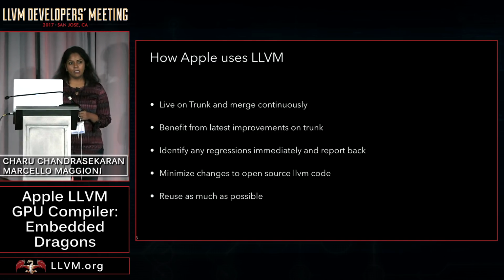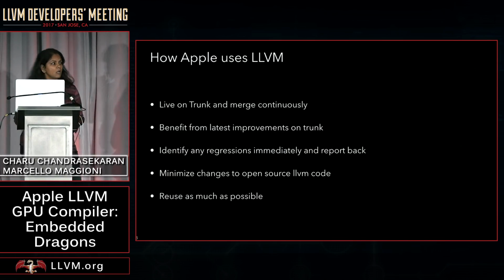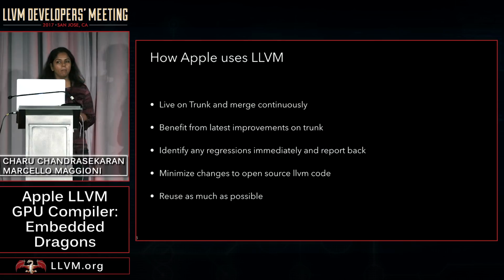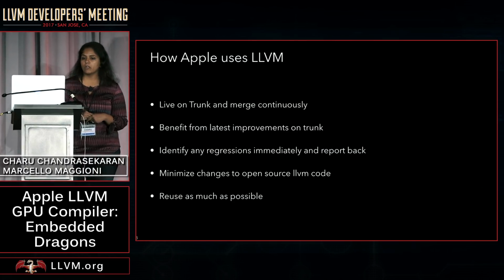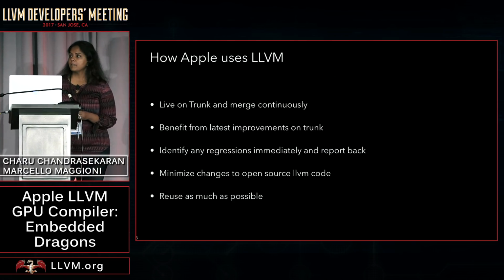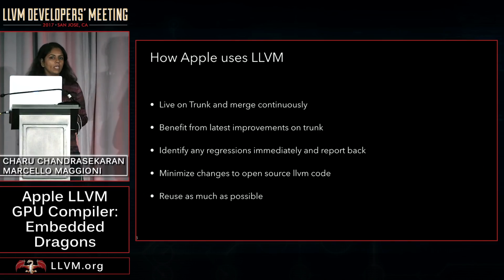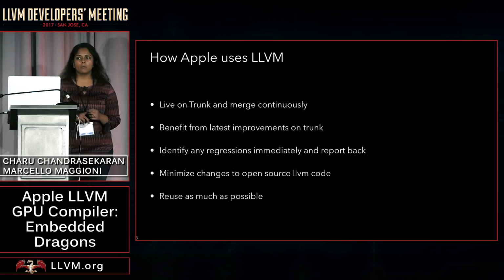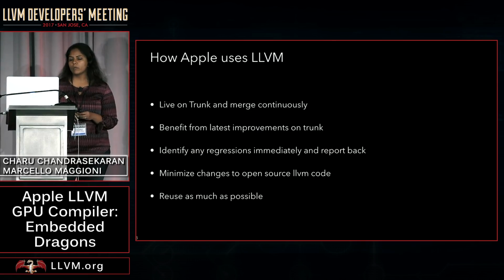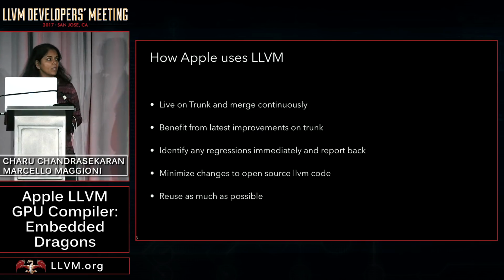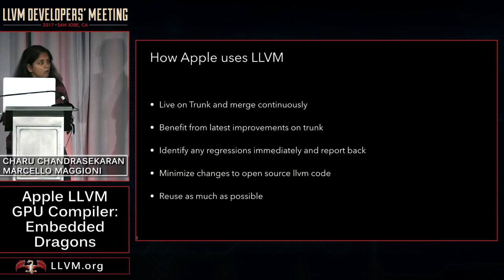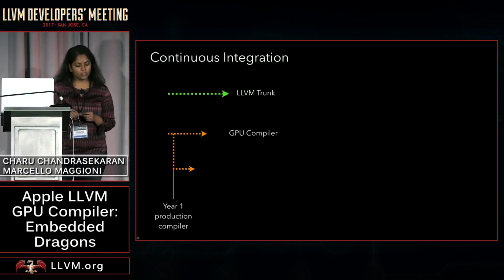So here's how Apple uses LLVM. We live on trunk and we merge continuously. By doing so, we benefit from all the latest improvements that's done on trunk. This also helps us identify regressions pretty quickly and we can report them back. We try to minimize any changes we make to the open source LLVM code, and we try to reuse as much as possible.